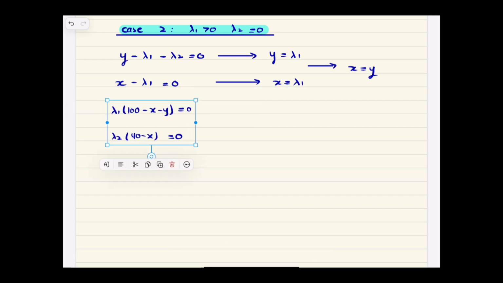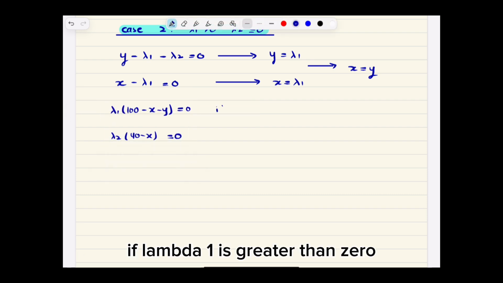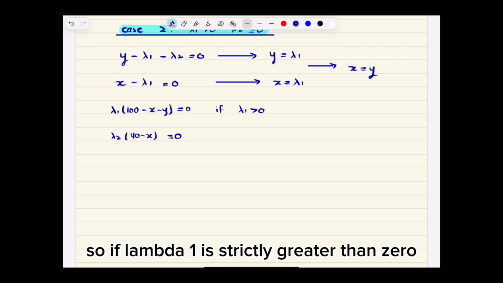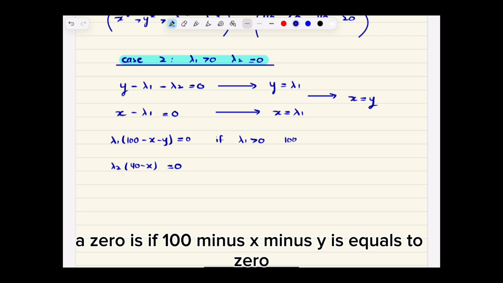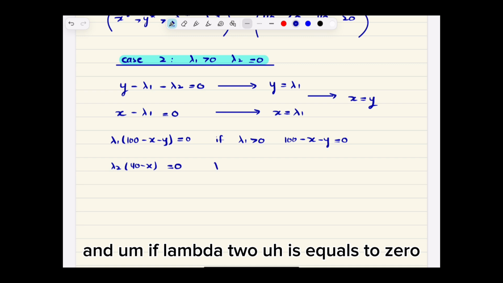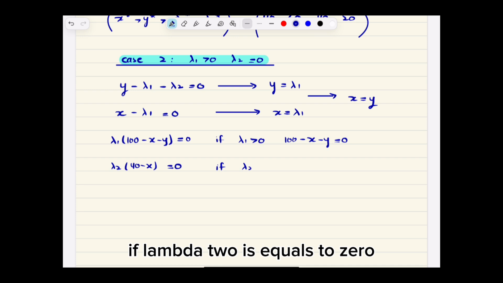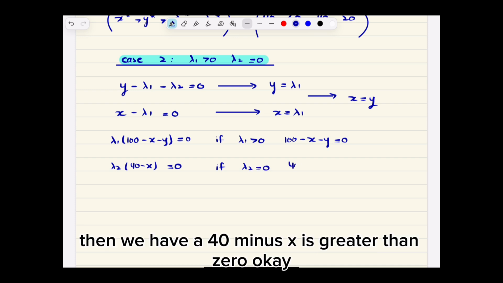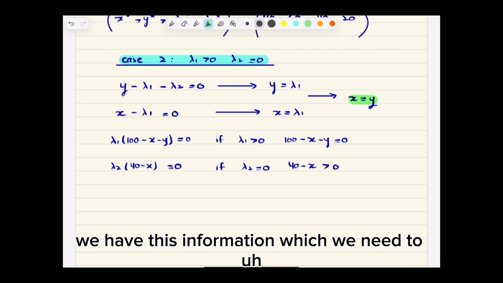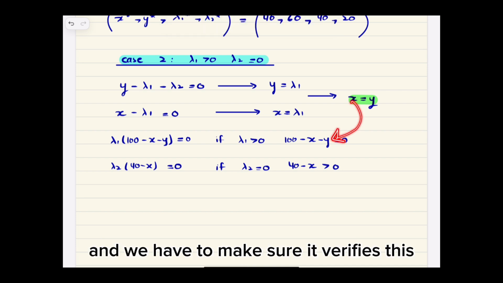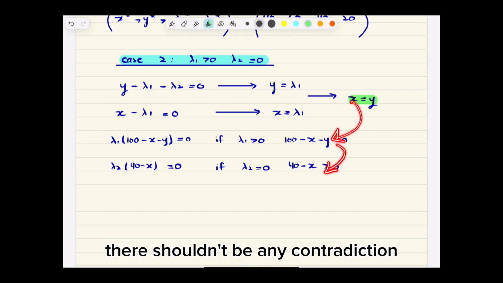If lambda 1 is strictly greater than 0, the only way we can get 0 is if 100 minus x minus y equals 0. And if lambda 2 equals 0, then we have 40 minus x greater than 0. Okay, so what information do we have? We have this information which we need to put over here, and we have to make sure it verifies this. There shouldn't be any contradiction.